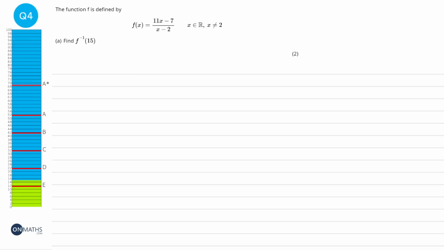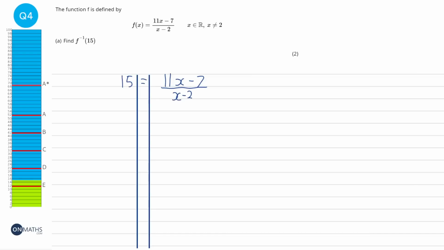In this question, we're asked to find the inverse function with an input of 15 of this function here. And it's basically a fancy way of saying that the output of this function will be 15 and find out what x is. So all we need to do is put the output of this function equal to 15. So it's going to be 11x minus 7 over x minus 2. And let's put our lines in.